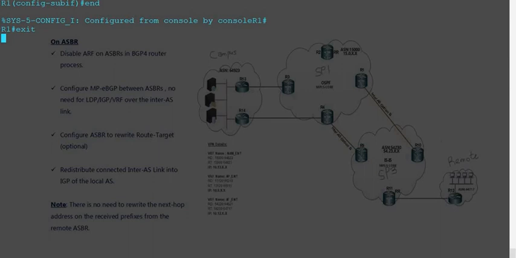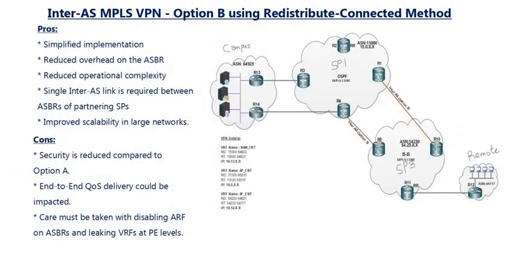So with this config, we are able to achieve the aim of this section, which is to create reachability between the campus site and the remote site over the inter-AS links using a Redistribute-Connected option of the inter-AS MPLS VPN option B. So here are the benefits and the drawbacks of this method, which is also still similar to the previous video which I had. You can check the link below in the description section for the previous videos I've made, particularly on this topic.